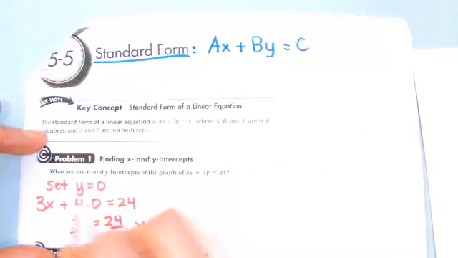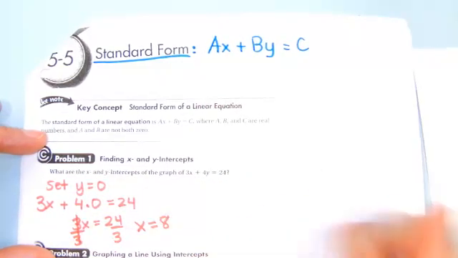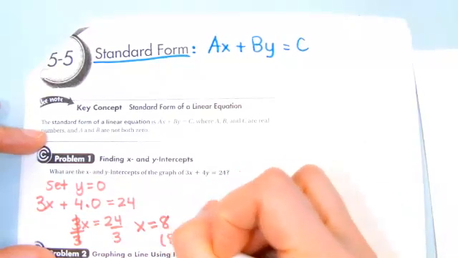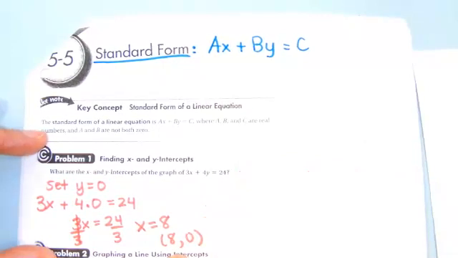And I said y was 0, right? So the point for the x-intercept is x is 8, y is 0. That's our x-intercept. Does that make sense? I'll show you on the graph in a second.